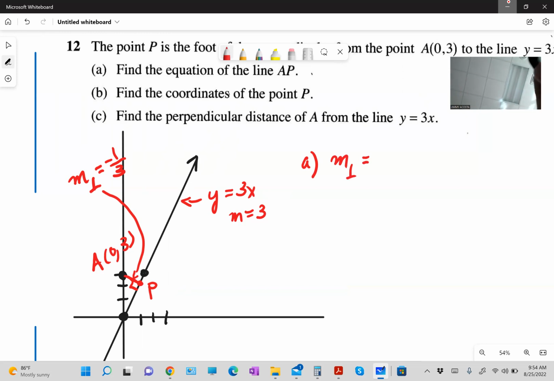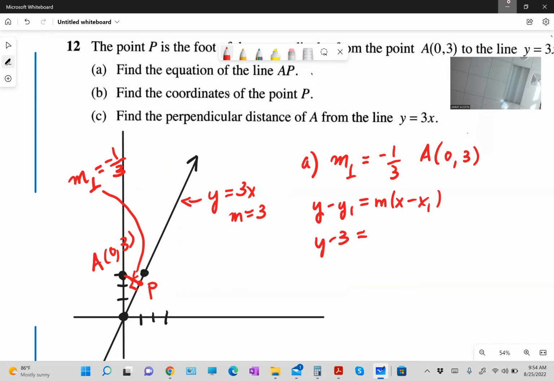You have A. Good. So we have negative 1/3 as the slope, and we have a point they gave us, namely A. So y minus y1 equals m times x minus x1. So y minus 3 equals negative 1/3 times x minus 0. So we have y equals negative 1/3 x plus 3. And that is the equation of that perpendicular line.